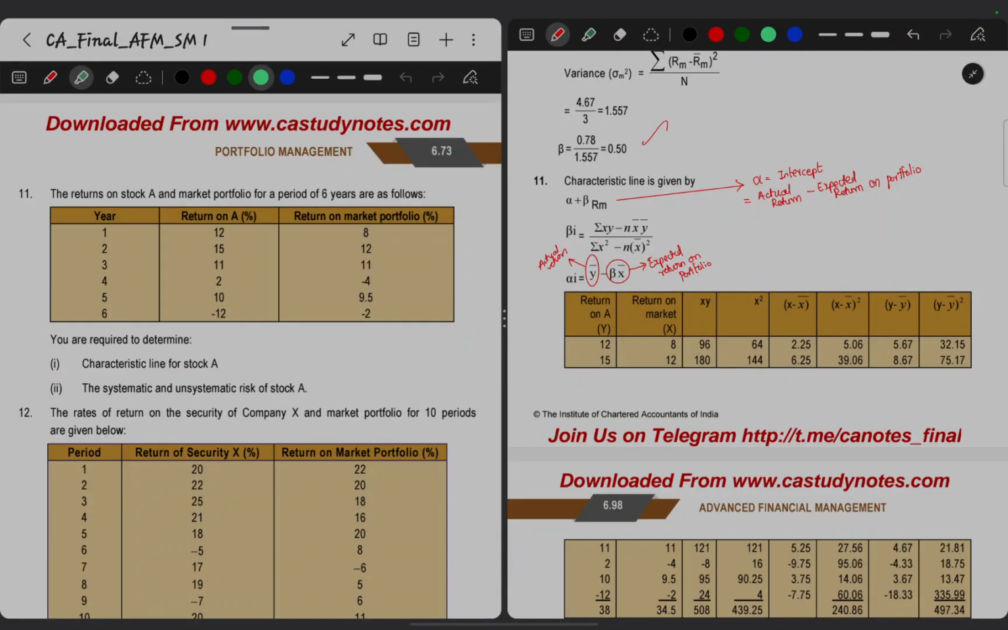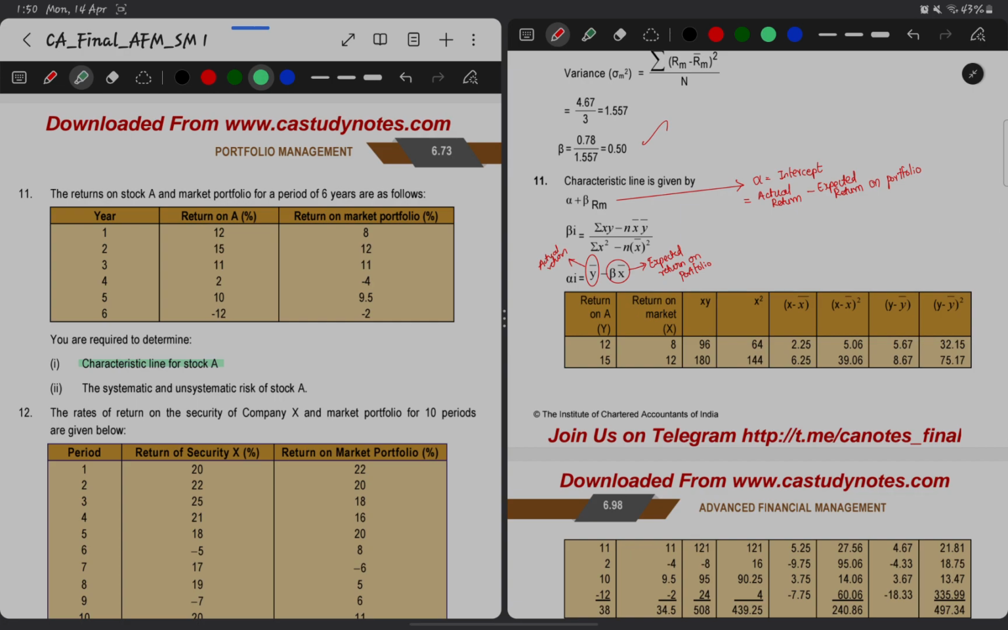Hi CA students, let's revise CA Final AFM Chapter 6 Portfolio Management Practical Question 11. The returns on stock A and market portfolio for a period of 6 years are as follows. So 6 years data is given, return on A and return on market portfolio. You are required to determine the characteristic line for stock A and the systematic and unsystematic risk of stock A.